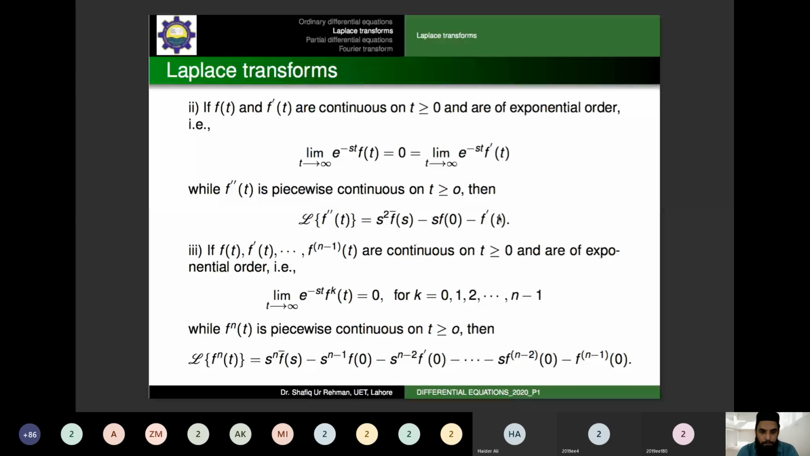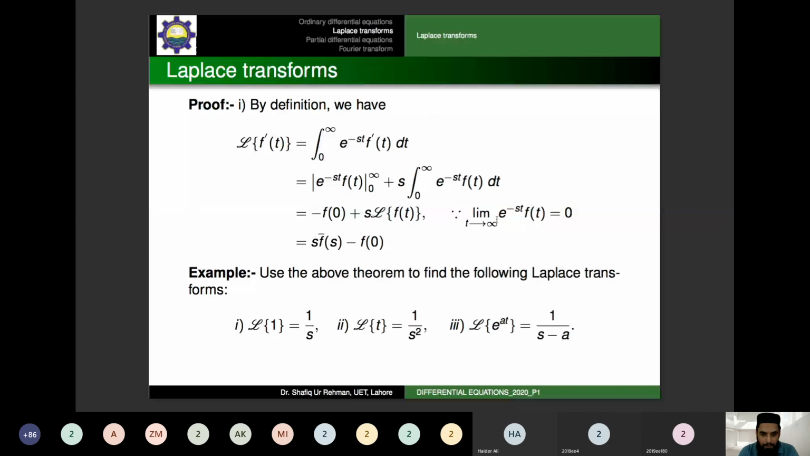Take an example. Use the above theorem to find the following Laplace transforms. It's not a new thing if you look into that. Laplace of 1, we already know that it's 1 upon s. Laplace of t is 1 upon s squared. Laplace of e raised to power a t is 1 upon s minus a. But by utilizing this theorem, Laplace transform of derivatives, we can double check the Laplace transform of a constant, a polynomial of degree 1, an exponential function, and many more.